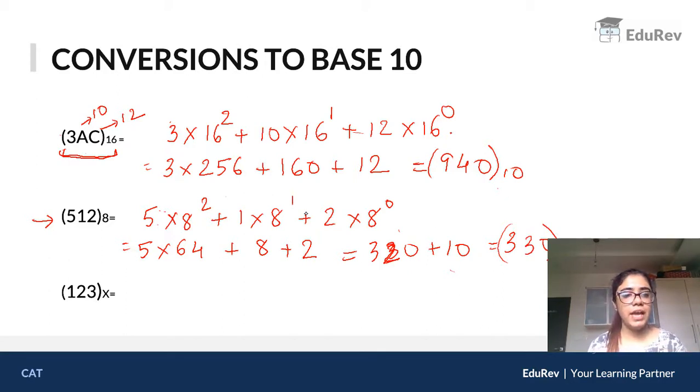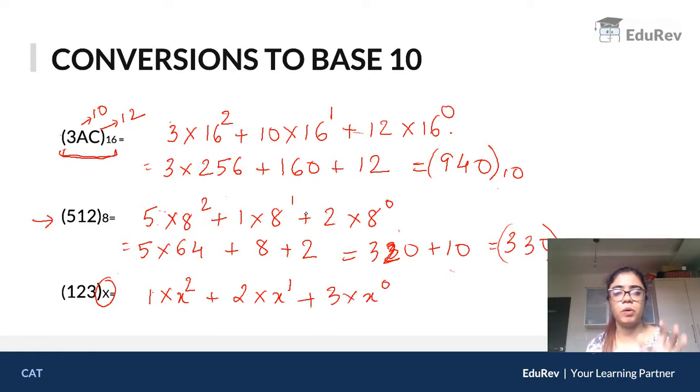Similarly, if you have any base x, okay, this is just a generalized way. If you have any base x, the number is 123. So you can write it as 1 into x square plus 2 into x raised to 1 plus 3 into x raised to 0. You can replace x with any number. The process is going to be the same. So your final value will come out to be x square plus 2x plus 3. Okay? So this is how you convert any number to the base 10.